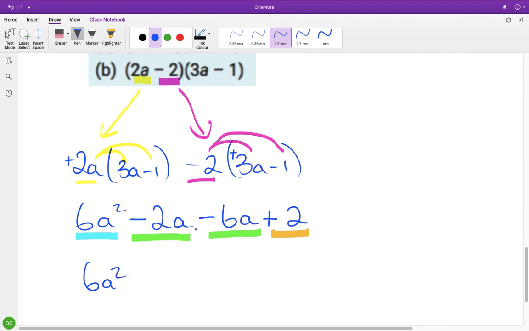Now, the mistake I saw was that people were multiplying these. There's no brackets here, there's no multiplying sign, you are adding or subtracting. So in this case, you're doing minus 2 minus 6, which is minus 8. And that's the total for the a family, and then plus 2. All right, so go through them and correct them.